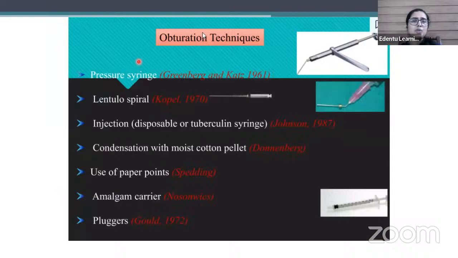Now talking about the obturation techniques. You're also bound to know the different methods by which you can obturate the root canal. We have the pressure syringe method, lentulospiral method, and injection, that is, it can be used via a disposable or a tuberculin syringe, condensation with a moist cotton pellet, use of paper points, amalgam carrier, and also pluggers.